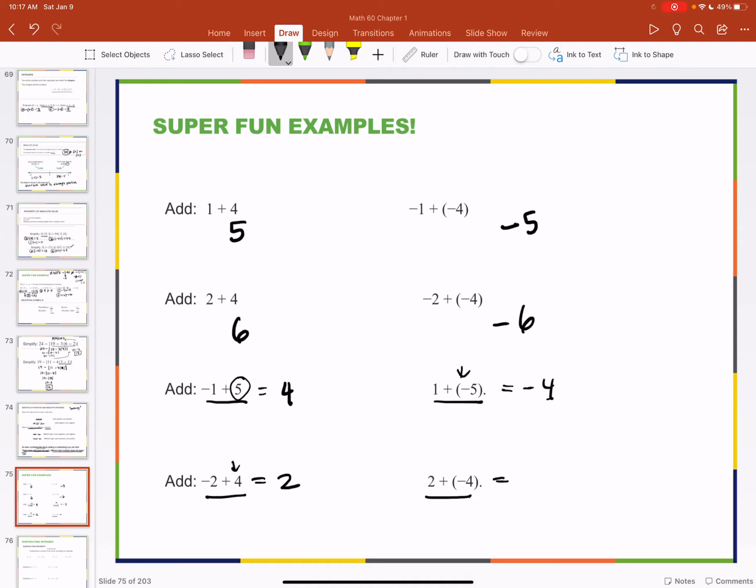So 2 plus -4 is 2 minus 4. Again, you can think of it as 4 minus 2, but you keep the larger sign, so that's -2, okay?